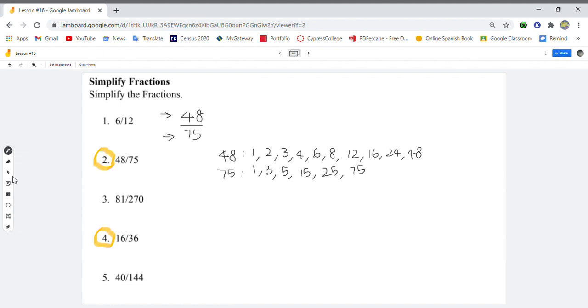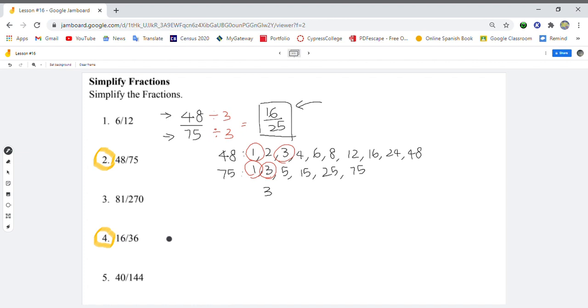So now let's find the greatest common factor. Of these, 1 and 1 match, and 3 and 3, and it looks like nothing else matches, so 3 would be your GCF for 48 and 75. What we're going to do with that 3 is divide the numerator and the denominator by 3. So for the new numerator, we're going to get 16, and our new denominator would be 25. This is your simplified fraction of 48 over 75, and it can no longer be simplified more than this.